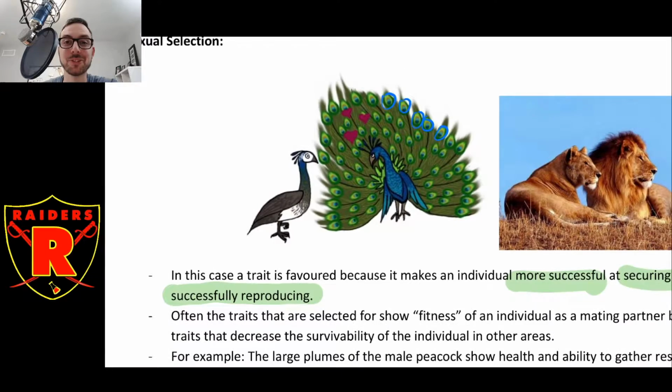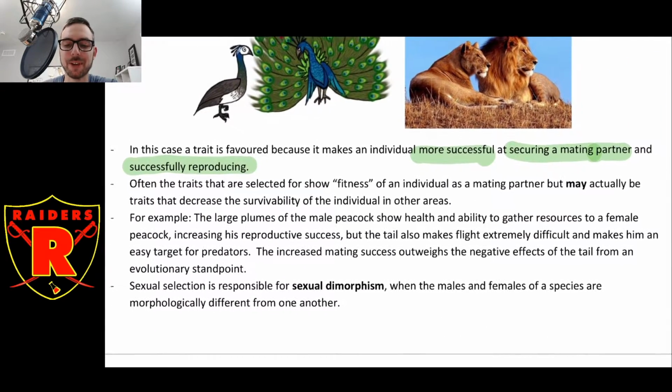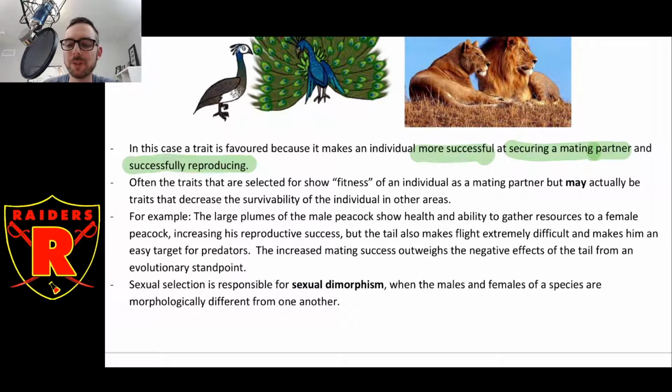Okay? And that's great. That makes you successful at mating as a male. In other words, it shows the female that you have high reproductive fitness. You probably can find food really well, because look at all these resources you claimed. You were able to make this great big plumage, and it's beautiful. So you're showing that you would make a good mating partner.